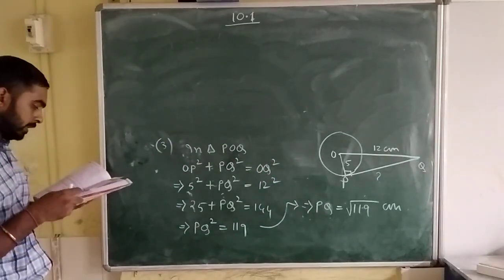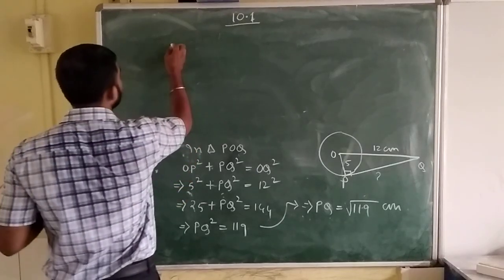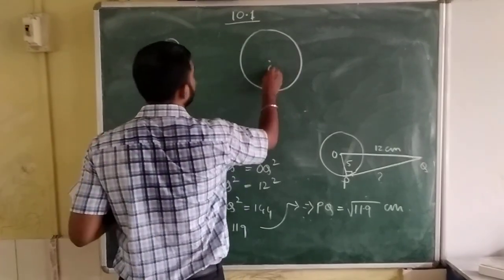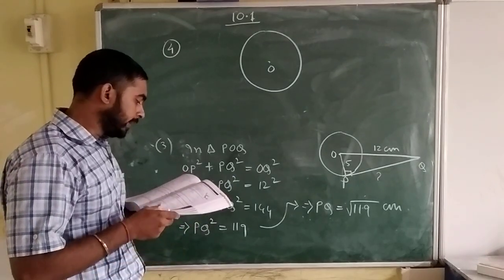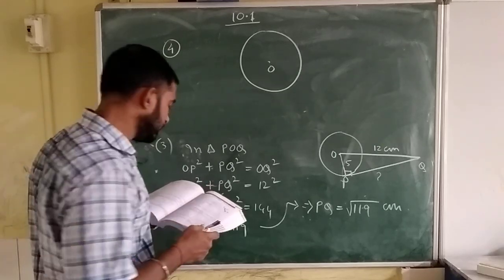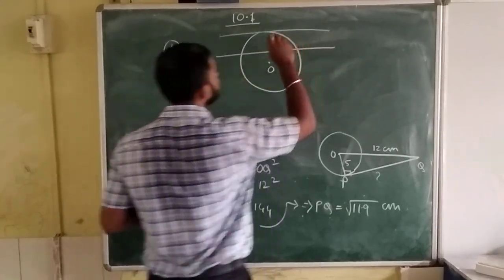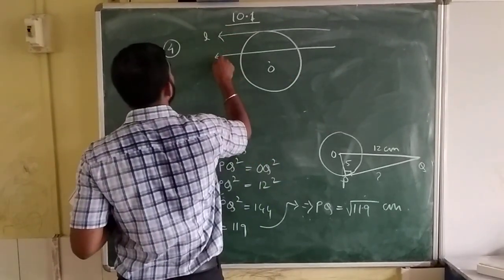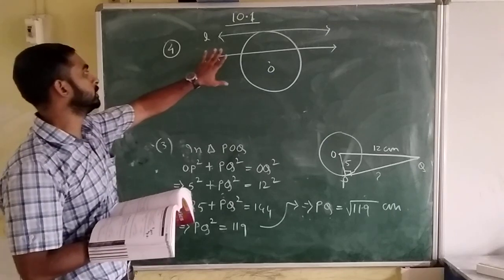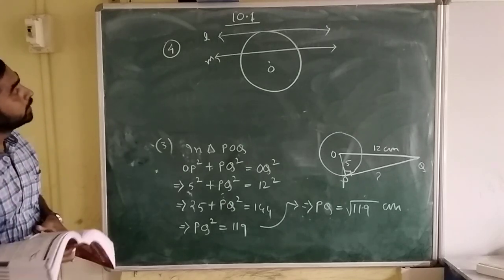Last, draw a circle and 2 lines parallel to a given line such that one is a tangent and the other is a secant to the circle. First of all, we have to draw a circle with its center. This one is the tangent, which touches the circle at 1 point, and this one is the secant, which touches the circle at 2 points. So this is the answer.